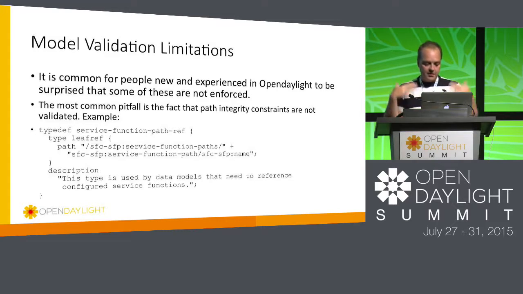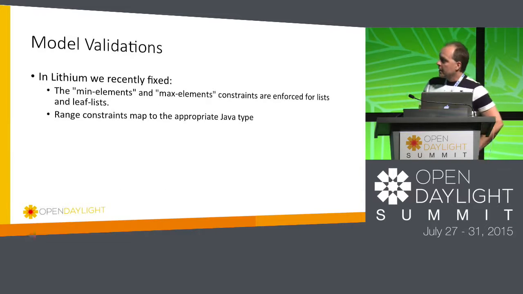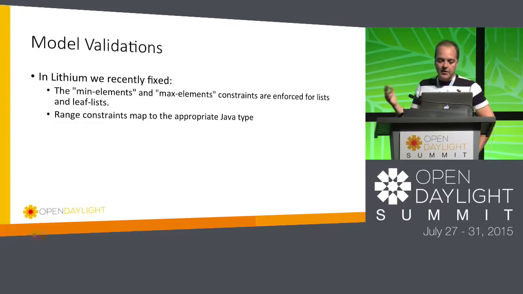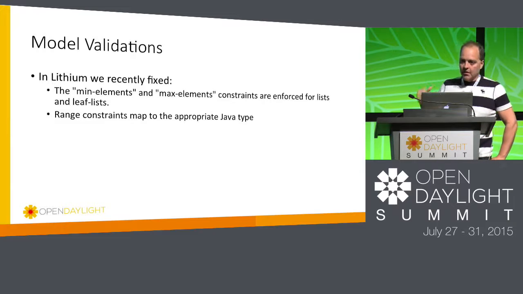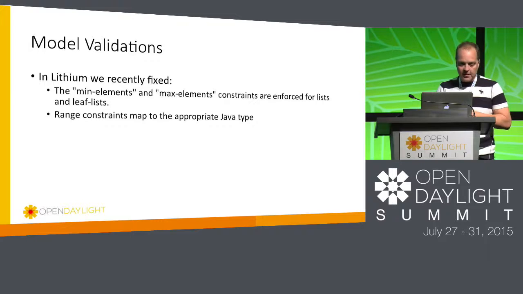I mean, this validation at the application level, right? So in Lithium, we recently fixed some things. For example, if you have a Yang model list, you can have minimum elements and maximum elements constraints. They are enforced for lists nowadays. In service function chaining, we use this heavily, right? Saying you want a path, you want your packet to traverse all these devices, well, we need to have at least one device, right? And it can have at maximum 255 devices, right? And there are many other examples, right?